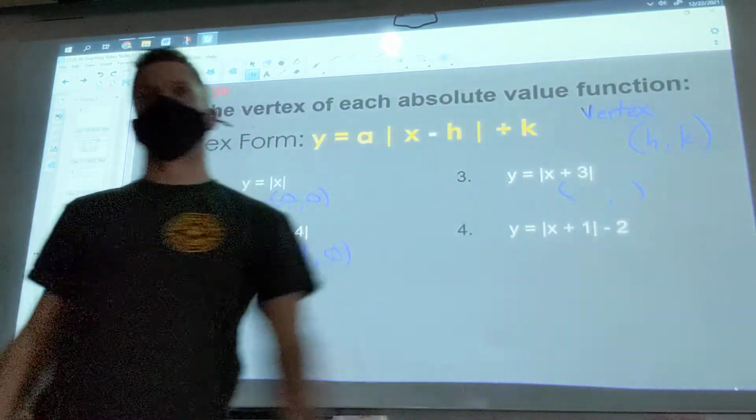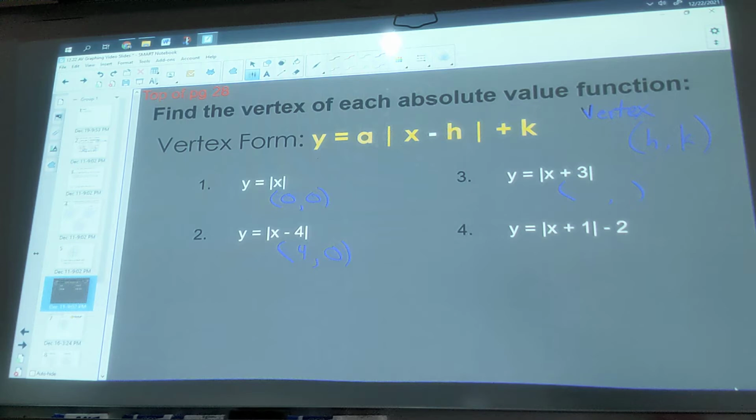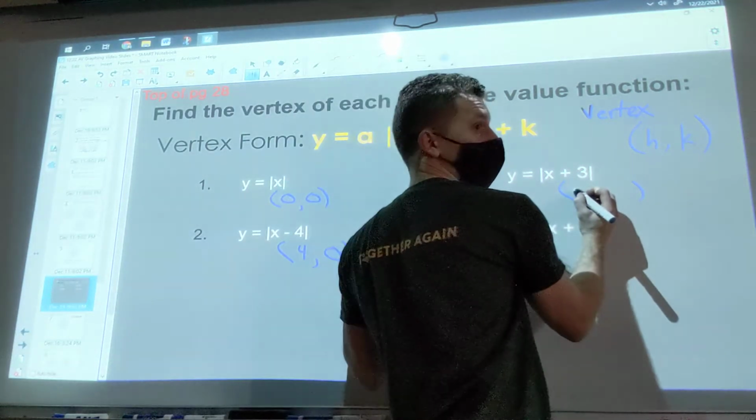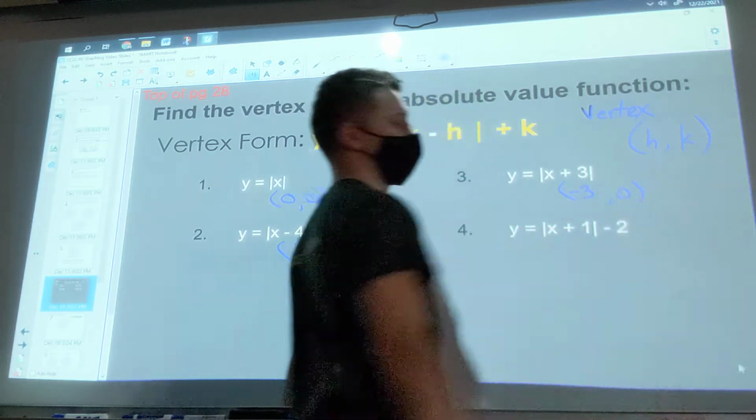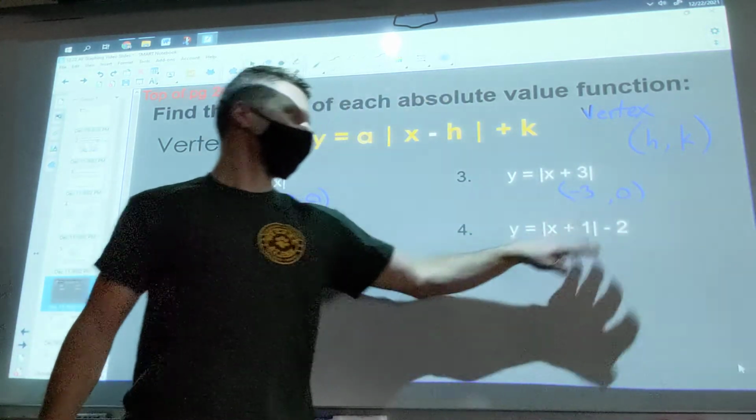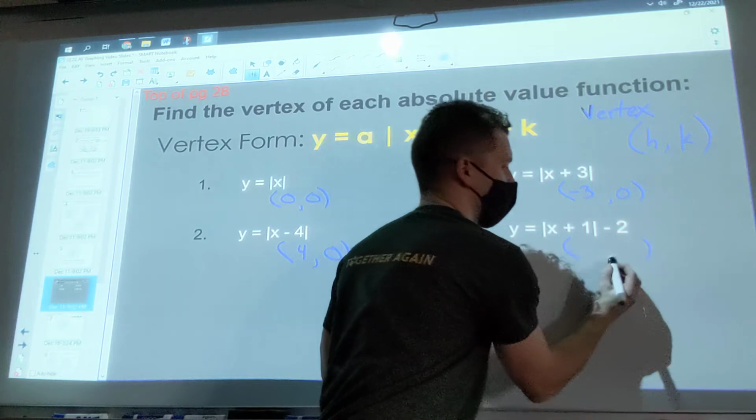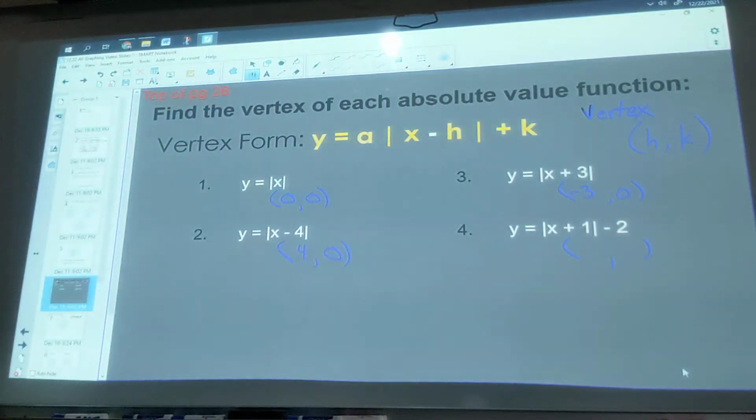What would the vertex be for this one? Good. Negative 3, 0. Very good. This switches. Let's go ahead and talk about number 4. And then I'll give you a funny analogy, my pathetic analogies. Go ahead.